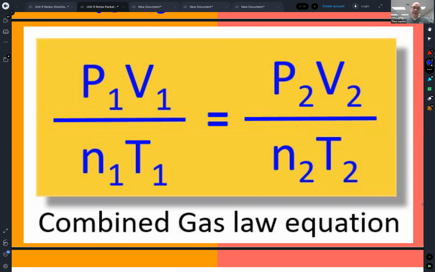Now, the reality is the n's don't matter because we will deal with that one separately if we need it. I want you to be able to look at this, though, and say that it is P1 V1 equals P2 V2, if I change the number of moles. But if not, we've got it.